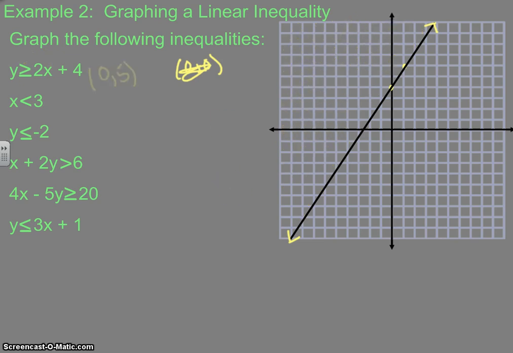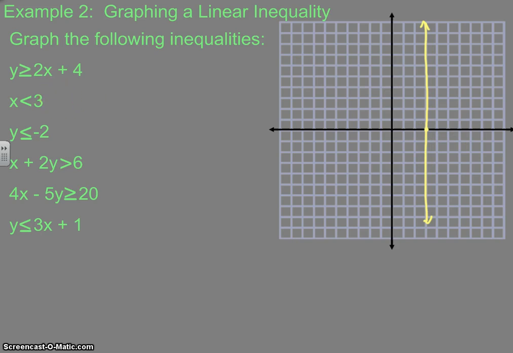Let's go back here and get rid of all our stuff so we can start fresh. Let's do x is less than 3. If I'm graphing that, I go to x = 3 right here, and I'm just going to sketch this instead of doing lines. That is a vertical line, and that was actually pretty good. Now, which side of the line has the points that make the statement true?